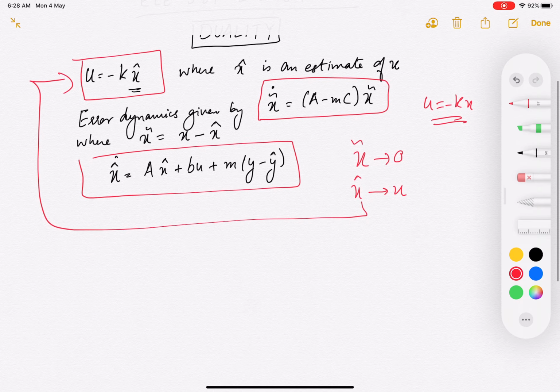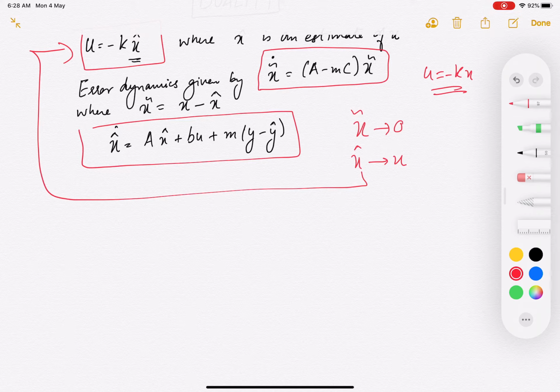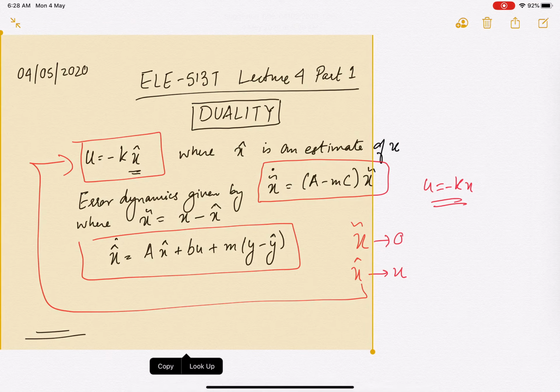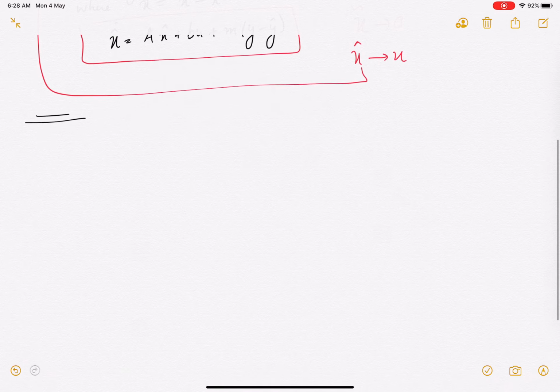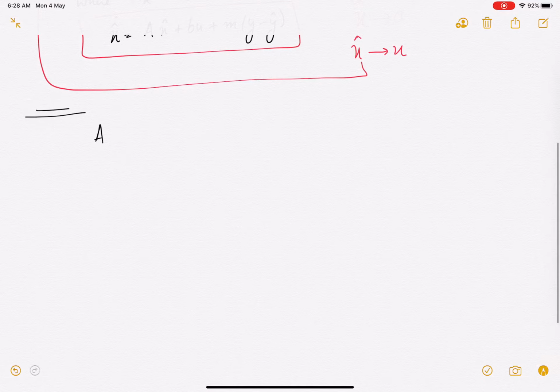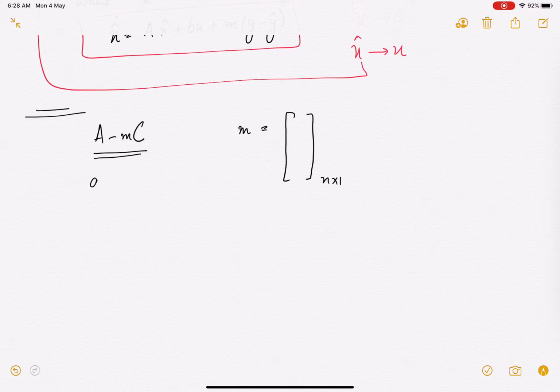So as is evident from this, what you're doing is something very similar to what you did when you arbitrarily placed the poles of a plant using u is equal to minus K x only. That is, you are controlling the eigenvalues. You are placing the eigenvalues of A minus MC. Your choice of M, which is going to be an n cross 1 matrix for a single output system, is such that the eigenvalues of A minus MC are arbitrarily placed.